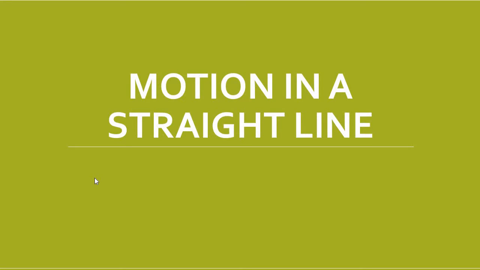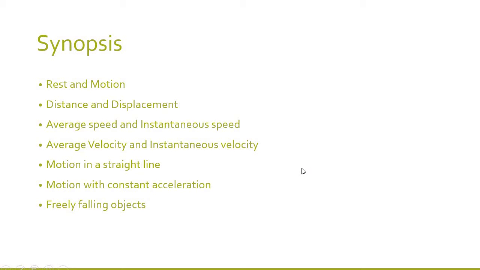Hey guys, today we are going to study motion in a straight line. Before going into the topic, we will see the synopsis of what we are going to study in this concept. First, we will be discussing rest and motion. Next, we will discuss the difference between distance and displacement, and terms like average speed, instantaneous speed, average velocity, instantaneous velocity, motion in a straight line, motion with constant acceleration, and freely falling objects.